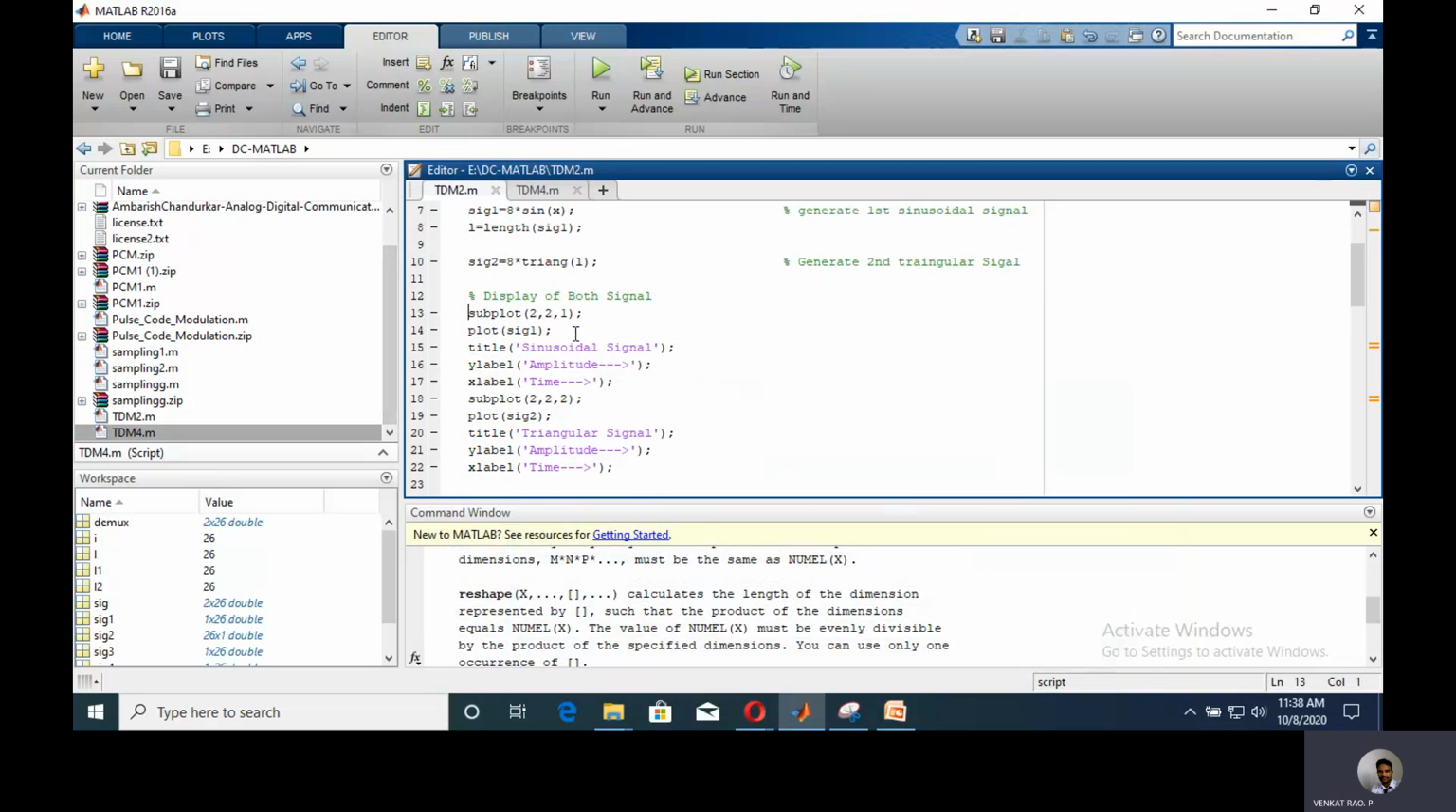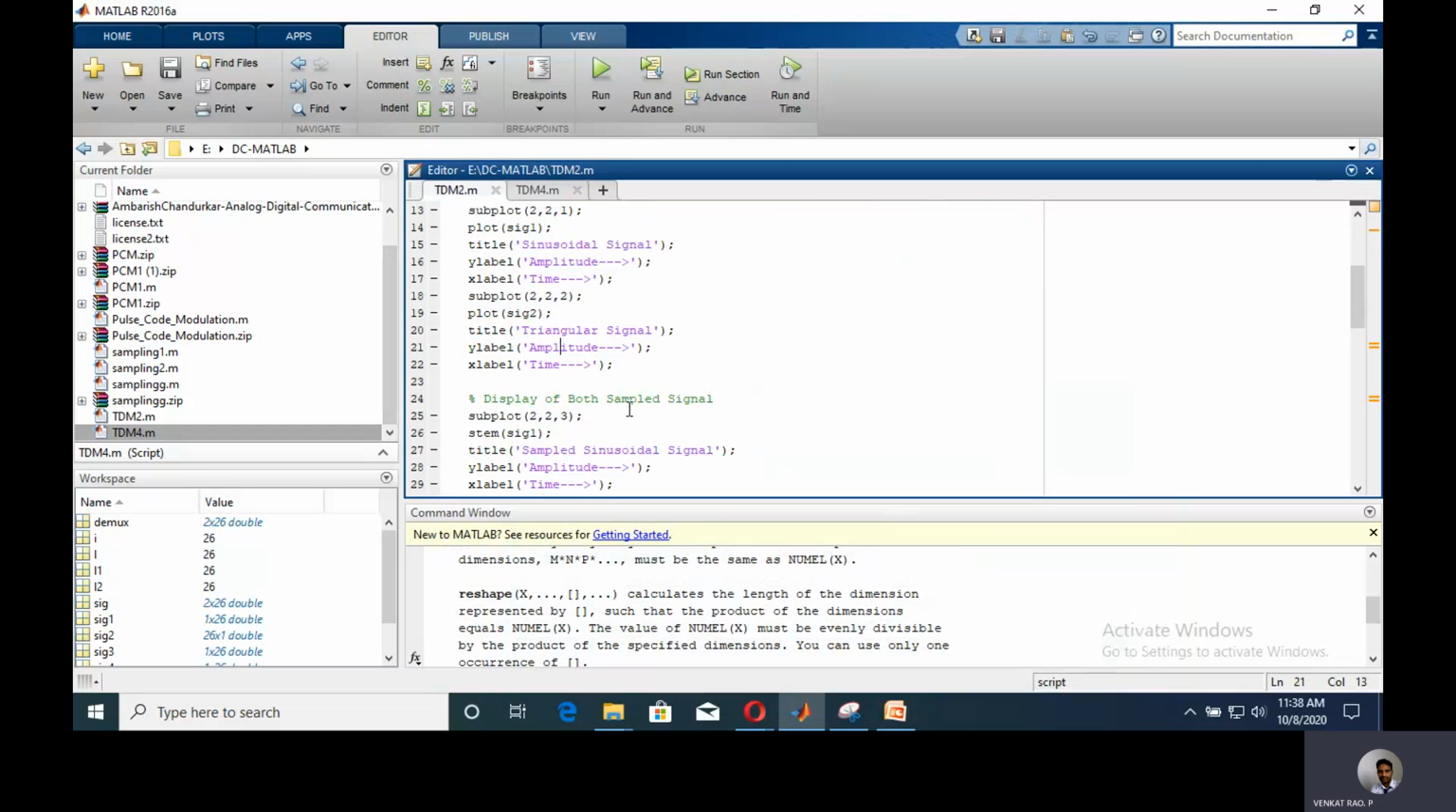and why I am taking 2, 2. Whenever there is a subplot which contains 2, 2, it means it is a 2 by 2 matrix, that is 4 elements are there, 2 elements in first row, 2 elements in second. So that means I am going to display 4 signals. First signal is sinusoidal signal, second one is triangular signal in analog form, and next 2 signals are the sampled signals of these.